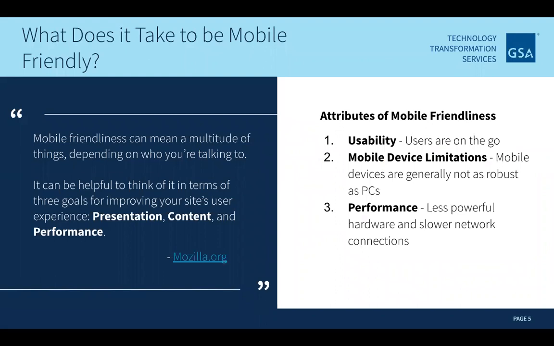We think the attributes of mobile friendliness are usability, because they're people on the go. We know that people are going to be using it in the cold, in the rain, when you're at your kids' games. You're going to be out there and you want that application to work just as well as it did when somebody was sitting at their desk in a nice warm office with 2 or 3 monitors working on there. There are also mobile device limitations.